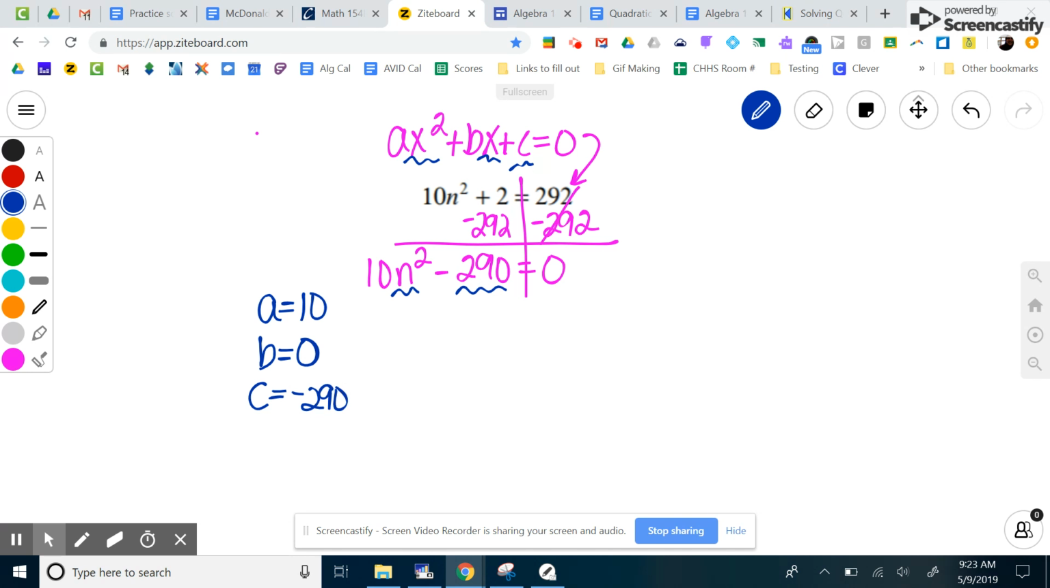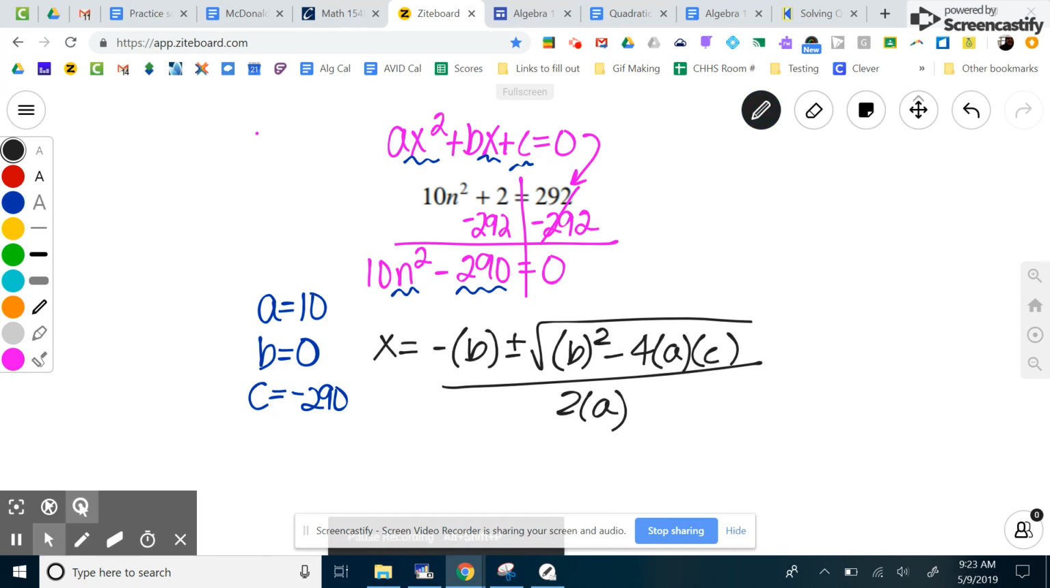So now that we have A, B, and C, we're ready to plug it into the quadratic formula. Pause your video and write down the quadratic formula. You should have written down x equals the opposite of b plus or minus the square root of b squared minus 4 times a times c, all over 2a. So we are going to pop in these variables now.